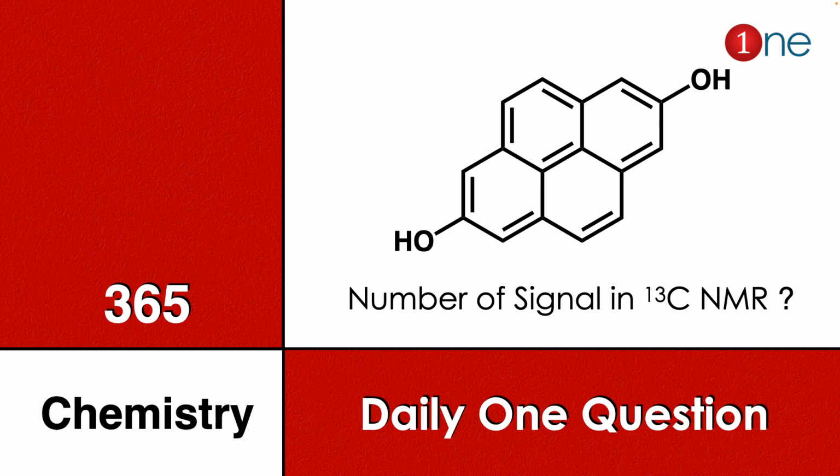Here a macrocyclic compound is given with 4 benzene rings with terminal hydroxyl groups. For the fused compound, you have to find how many signals it can give in the 13C NMR.